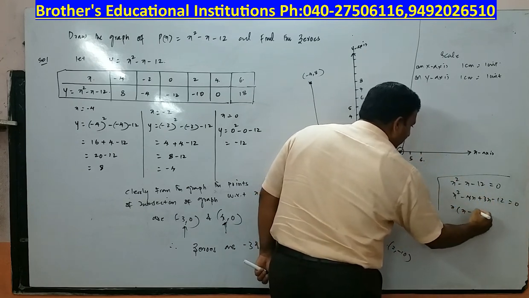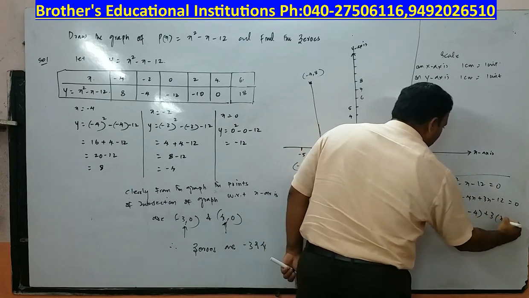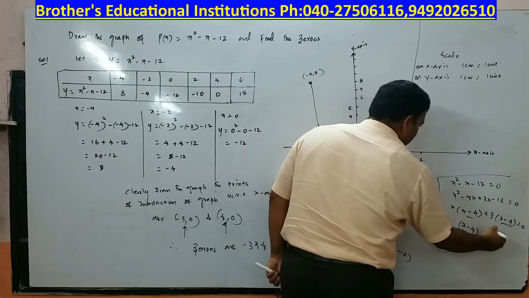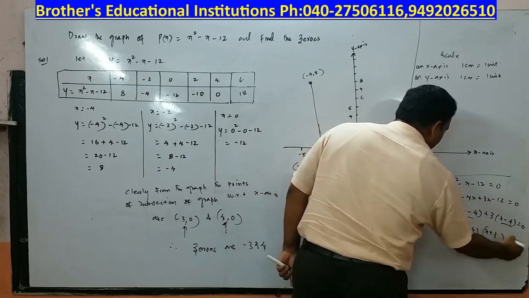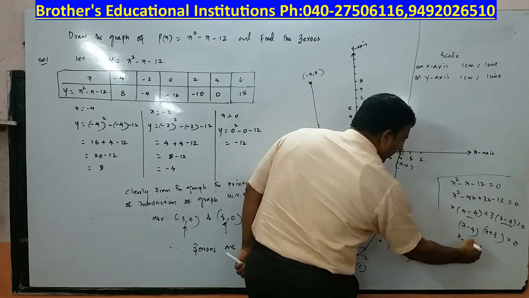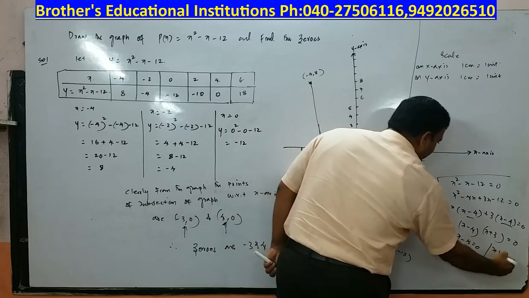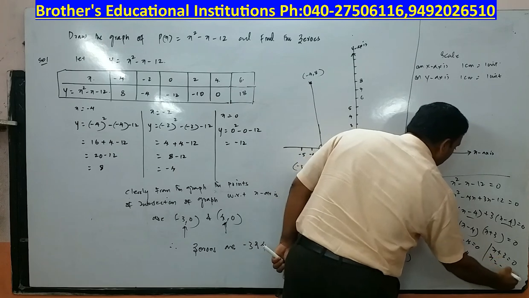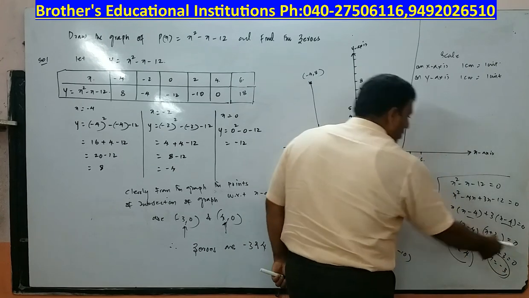x common, x minus 4. 3 common, x minus 4 is equal to 0. Again what is common? x minus 4. And again what do you have? x plus 3 is equal to 0. So x minus 4 is equal to 0 or x plus 3 is equal to 0. x is equal to 4 or x is equal to minus 3. There you go. You got these values.